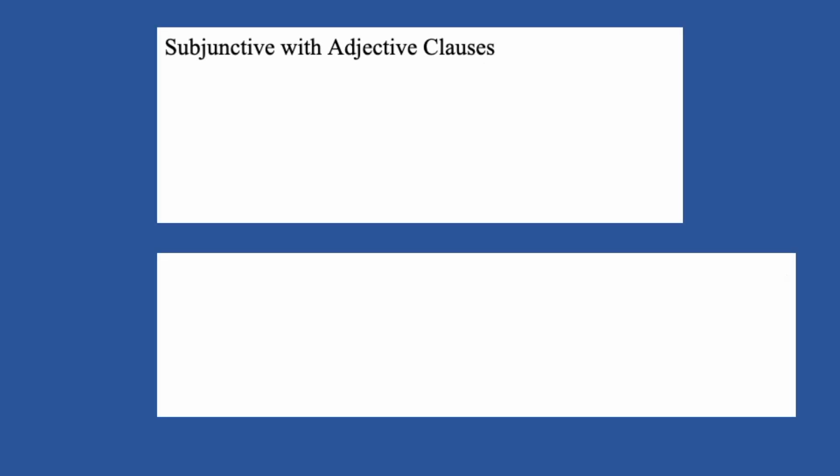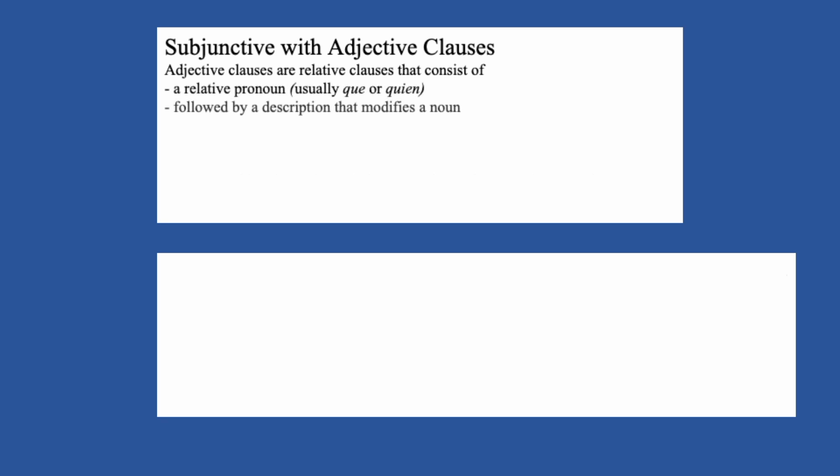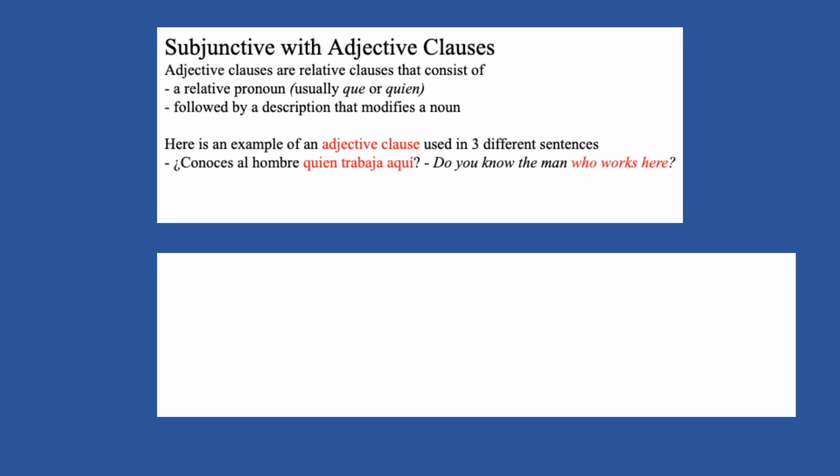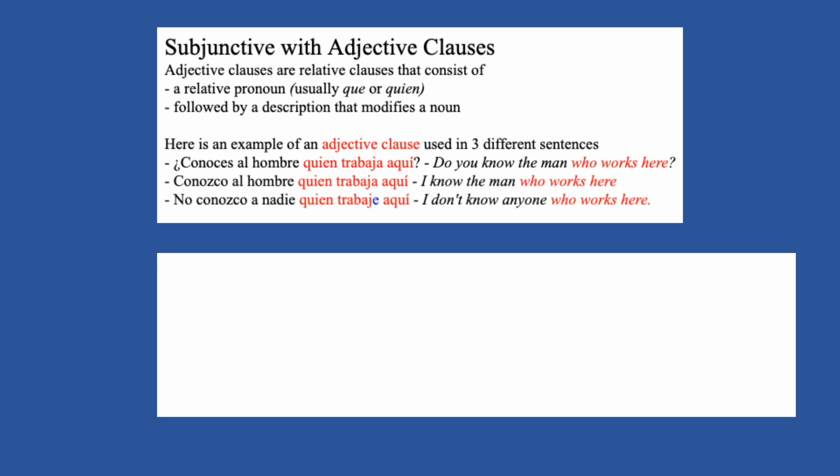Next are adjective clauses, which are relative clauses consisting of a relative pronoun, usually que or quien, followed by a description that modifies a noun. Here is an example of an adjective clause used in 3 different sentences. ¿Conoces al hombre quien trabaja aquí? Conozco al hombre quien trabaja aquí. No conozco a nadie quien trabaje aquí.